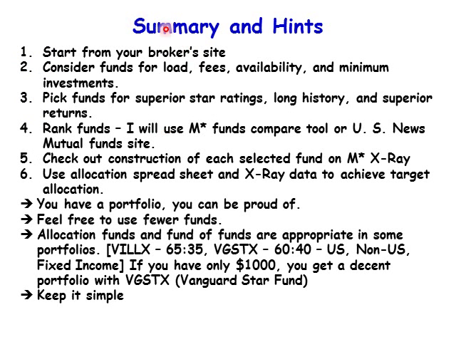Let's go to some summary and hints, and these are my parting thoughts. We start from your broker side. Keep it simple, because you can go find a mutual fund that's not available. So if you start from your broker side, then you know the fund is available. Consider funds for load, fees, availability, and minimum investments. Pick funds for superior star ratings, long history, and superior returns. Let's say you need 3 funds and you pick 7, then you can rank them.